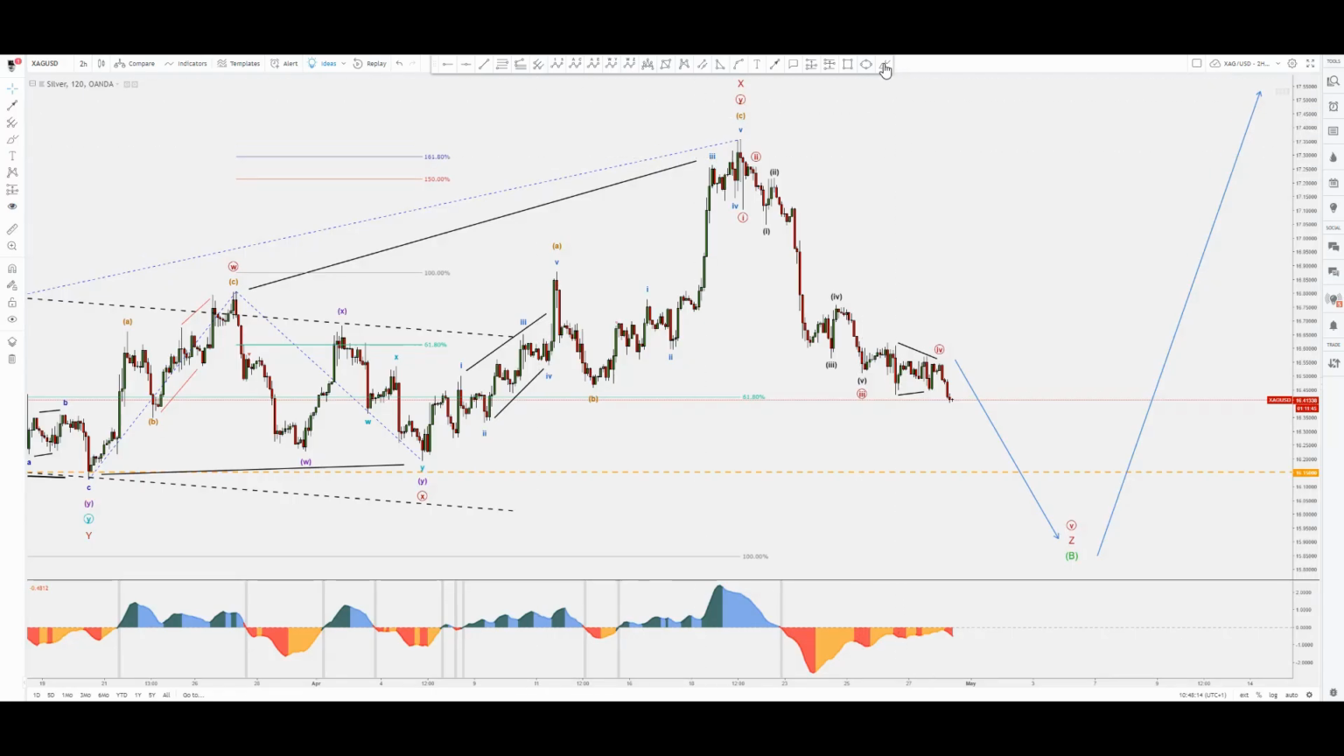Now moving on to silver. Same view right here with an extension in 3, triangle in 4, and hence this could possibly be the last squeeze on the downside when the dollar could basically get its top.